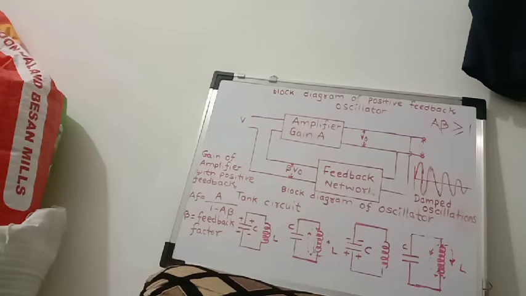Thus the charging and discharging of the capacitor produces oscillations. The frequency of oscillations is given by Fo equals 1 upon 2 pi root LC. So if there is no power loss in the circuit, then sustained or continuous oscillations are produced.